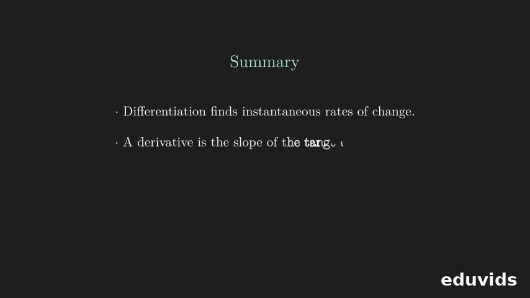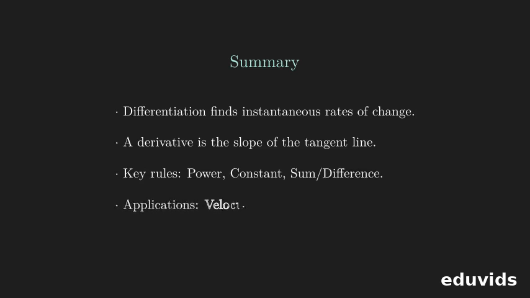Today, we learned that differentiation finds exact instantaneous rates of change. We saw how a derivative represents the slope of a tangent line on a graph. We covered basic rules like the power rule, constant rule, and sum and difference rule. We also saw differentiation's power in understanding velocity and optimizing scenarios. Keep exploring how this fundamental tool helps us analyze and predict changes in our dynamic world.